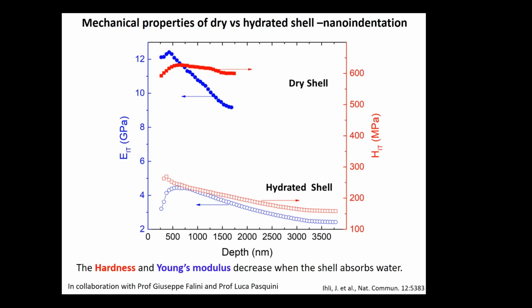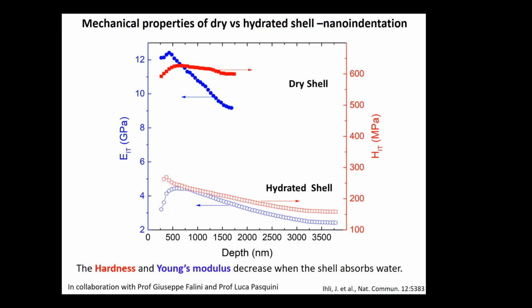And these are results from nanoindentation, where we have the hardness and the Young's modulus of the dry shell here at the top and the hydrated shell here at the bottom. And we see how both the hardness and the Young's modulus really decrease when the shell absorbs water. So that's just showing again, in a quantitative way, that the material is becoming much softer. And that is raising the question, what is water doing to the structure? Obviously, it's being absorbed by the shell, but what is it doing? Why are the properties changing that much just because the shell becomes hydrated?